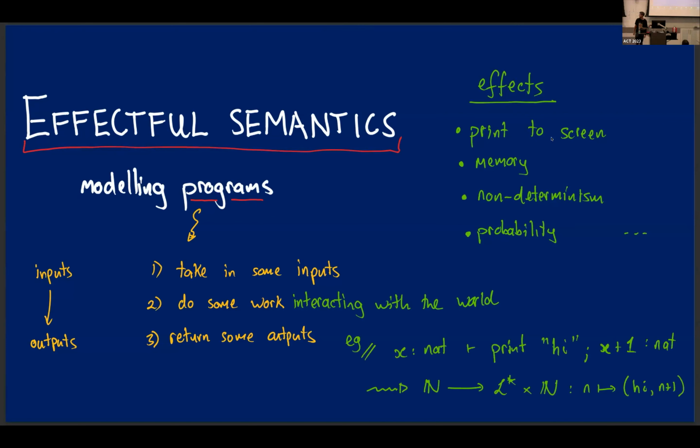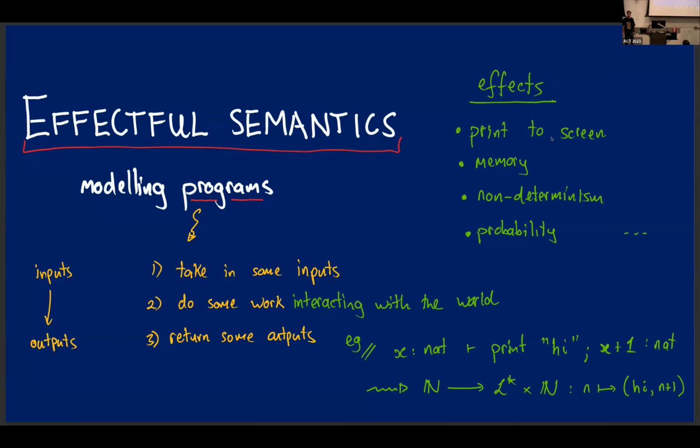To give one example, we can take our successor program that we had before, but now before it returns x plus 1, it's going to print hello or print hi to the screen so the user can see it. And now if you want to interpret this as a function, we can't just go from natural numbers to natural numbers. We have to remember that this printing is happening. The way we record that is by going from natural numbers to the set of words, or the free monoid over some set of characters, product with the natural numbers. What this function does is take the natural number n and give you back the string hi as well as the natural number n plus 1.